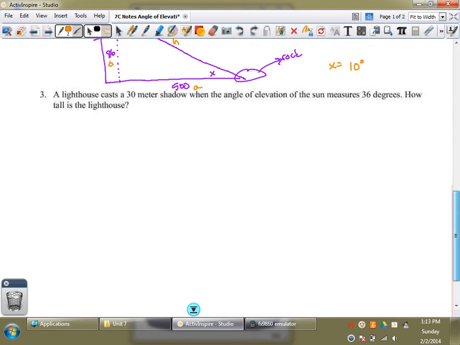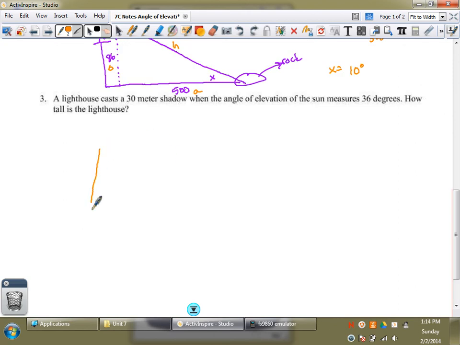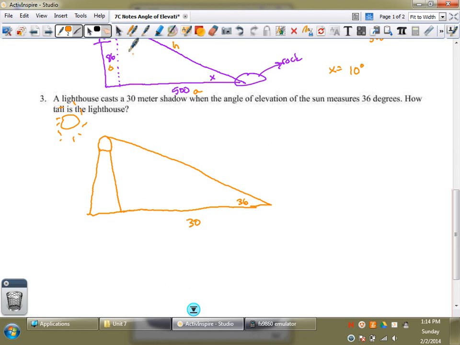A lighthouse casts a 30-meter shadow. So let me draw my lighthouse. Beautiful. A 30-meter shadow. So my shadow is down here, and that's 30. When the angle of elevation of the sun, up here, is 36 degrees. Okay? Again, my drawings are terrible, but it's enough for me to look at it. I could use straight lines, and you can use a ruler and stuff like that if you want. We want to know how tall is the lighthouse, so we want to know that height right there.